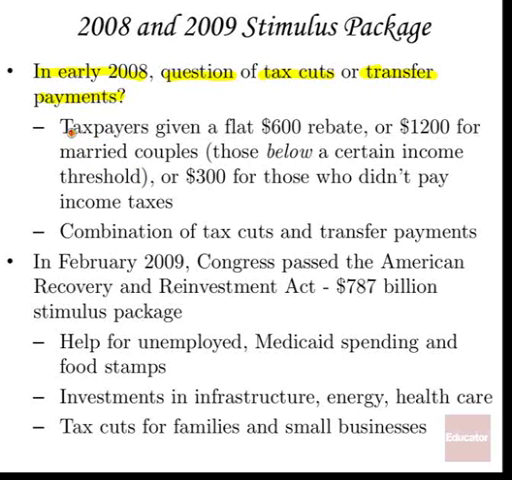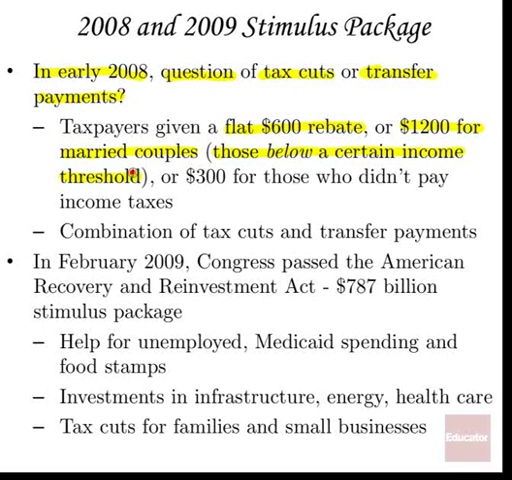So this is what initially happened here. Taxpayers were given a flat $600 rebate, or $1,200 for married couples. It's a nice boost on your tax return. You reduce your tax liability, but it only occurred for those below a certain income threshold.